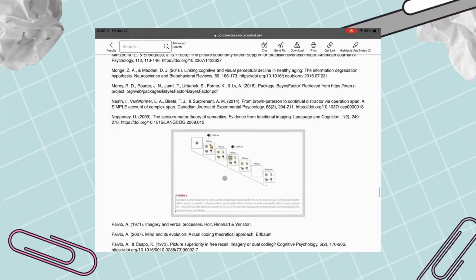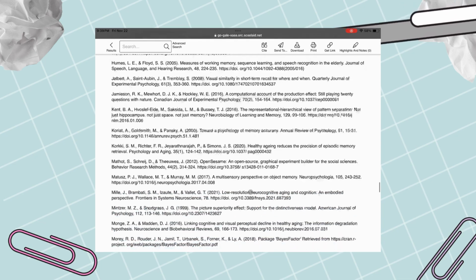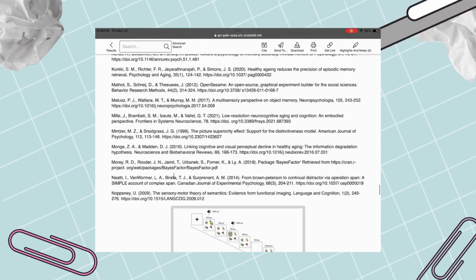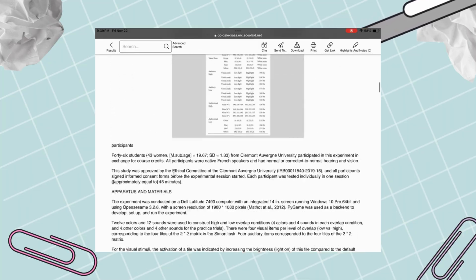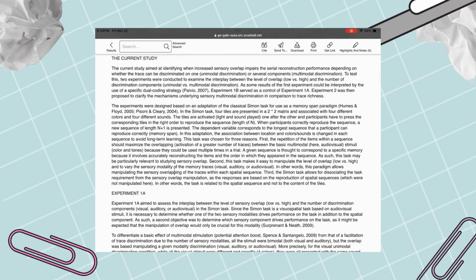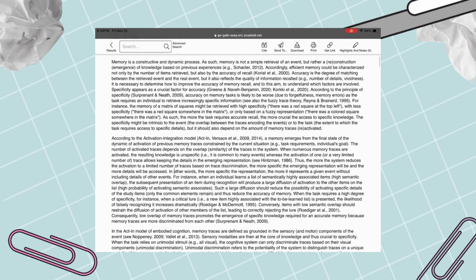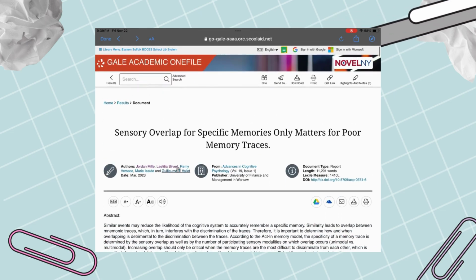Now next is my publication type. This is posted on Gale Academic OneFile. Now Gale is a database that holds thousands of academic resources and scholarly sources, so it should be trusted in publication regards. And then the publisher of the journal itself is the University of Finance and Management in Warsaw, which is a peer-reviewed journal and is reputable.